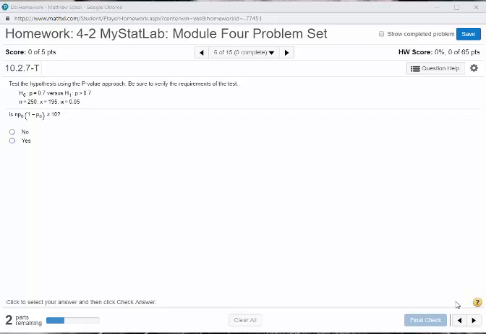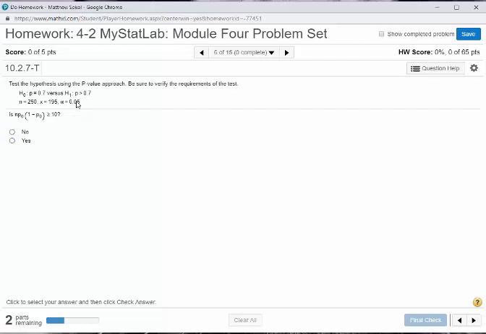So the first problem I want to walk through is problem number 6. It says test the hypothesis using the p-value approach. What the p-value approach is, it's basically the probability you would observe more extreme results if the null hypothesis is true. And they give you a level of significance, that's alpha. So they say alpha is equal to 0.05. If your p-value is less than your alpha, then you reject the null. And if your p-value is greater than alpha, you fail to reject the null.